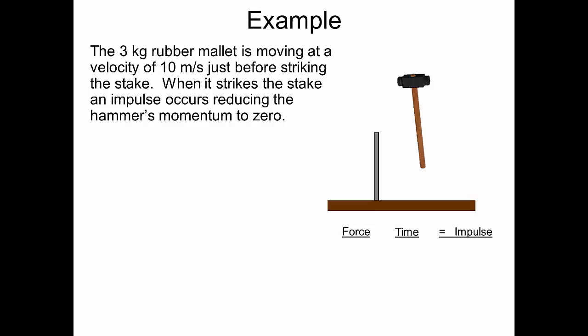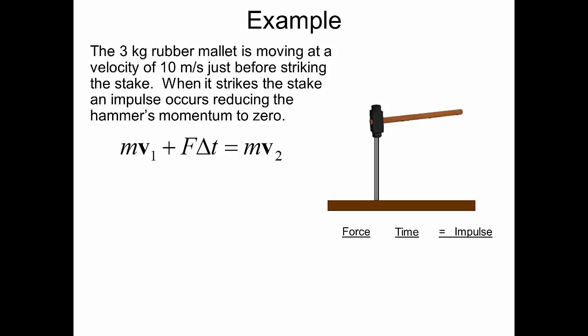Here's an example dealing with impulse. If we have a 3 kilogram rubber mallet that's moving at a velocity of 10 meters per second just before striking the stake, when it strikes the stake, there's an impulse that occurs and the hammer's momentum reduces to 0. We could write our momentum equation: our initial momentum plus our impulse, a force times the change in time, is equal to our final momentum. Or our impulse is equal to the change in momentum.